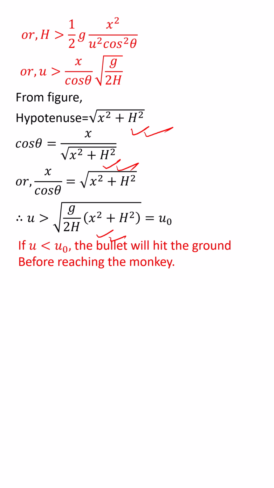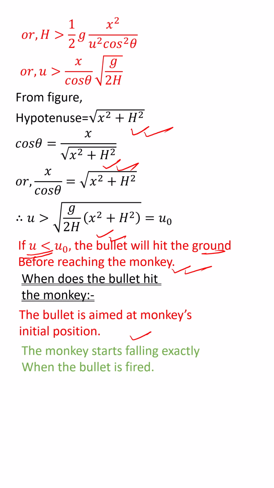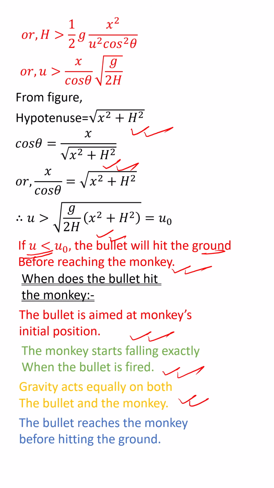Okay, if u is less than u naught, the bullet will hit the ground before reaching the monkey. When does the bullet hit the monkey? The bullet is aimed at monkey's initial position. The monkey starts falling exactly when the bullet is fired. Gravity acts equally on both the bullet and the monkey.